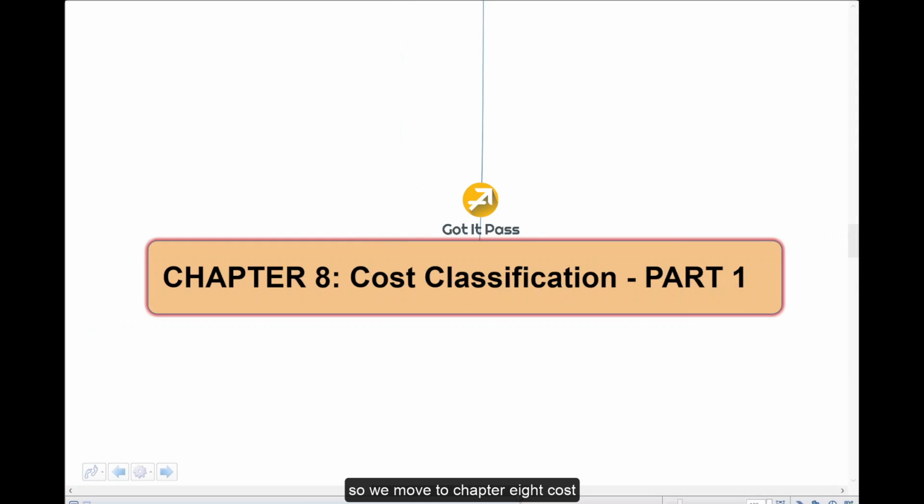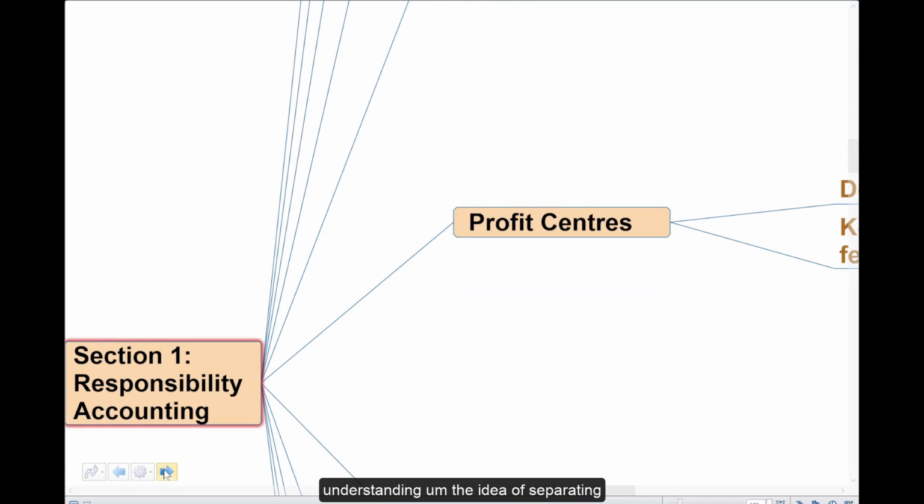So we move to chapter 8, cost classification. You'll see that we've split this particular chapter into several parts because there's quite a lot of it. In terms of this particular area in the MA exam, certainly understanding the idea of separating costs into different types is important. And this first section leads into that, the area of responsibility accounting.